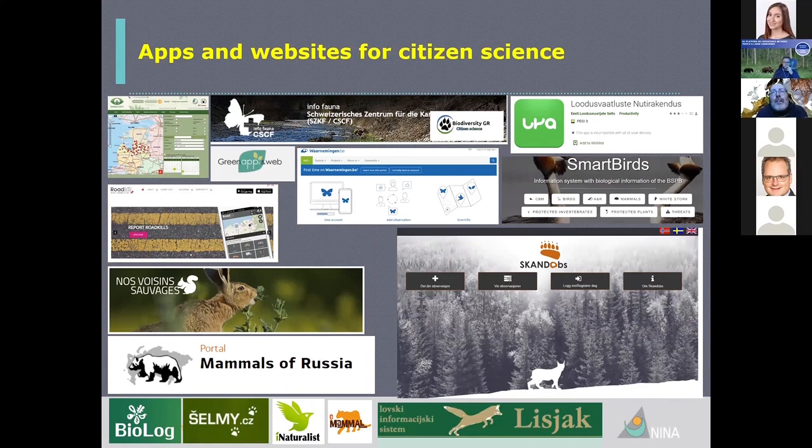Some of these are designed for all species, other ones are targeted to certain species groups like large carnivores. But in principle, there are so many ways now, both nationally and internationally, that anybody can contribute information, that we really are looking at a new kind of revolution in the possibility to conduct these large scale surveys on a continental scale.